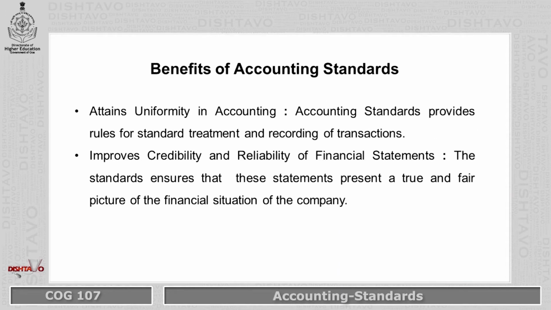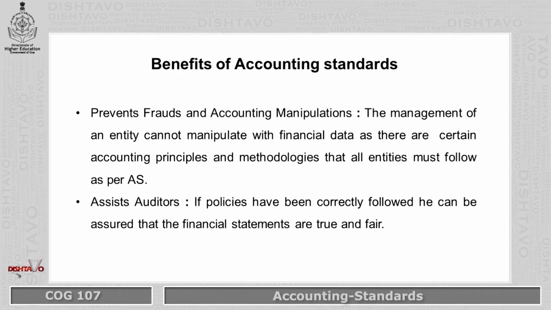Benefits of accounting standards. It attains uniformity in accounting. Accounting standards provide rules for standard treatment and recording of transactions, thereby giving uniformity in accounting. It improves credibility and reliability of the financial statements. The standard assures that these statements present a true and fair picture of the financial situation of the company. It prevents frauds and accounting manipulation. The management of an entity cannot manipulate financial data, as there are certain accounting principles and methodologies that all entities must follow as per accounting standards.